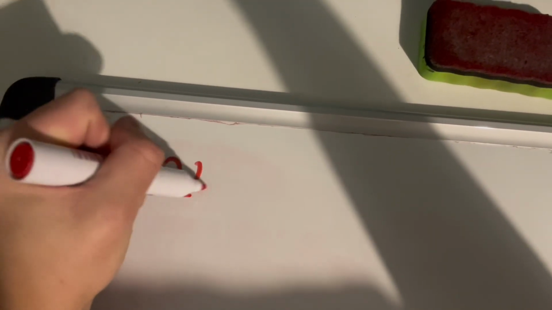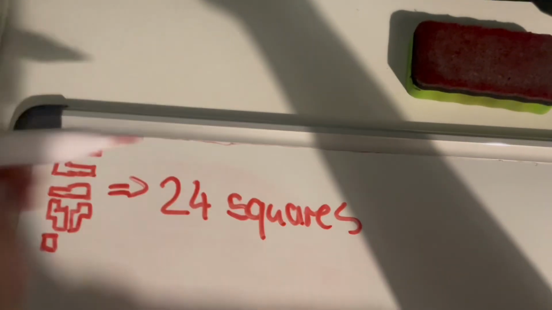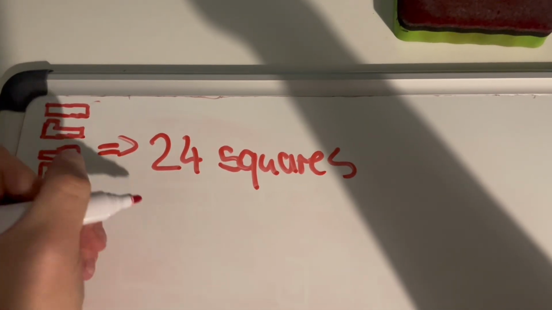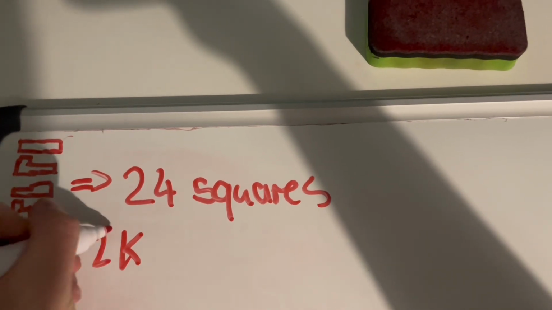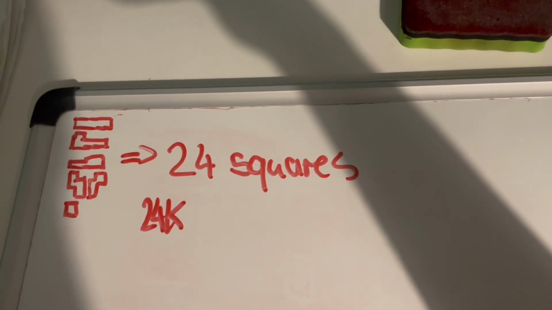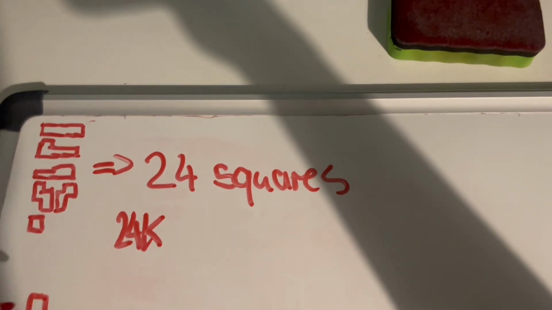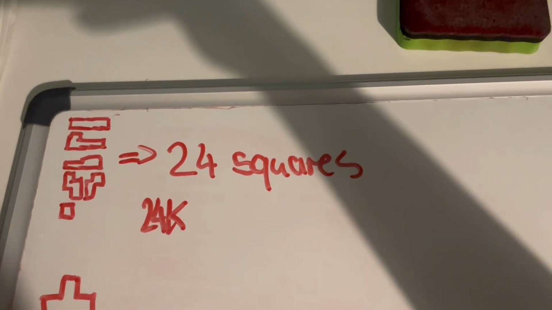Okay, so looking at these first 6 pieces, you can tell that this will cover 24 squares, because each covers 4, and so if you have k sets, then these will cover 24k squares, and then you just have k lots of this, which will end up being your main problem.